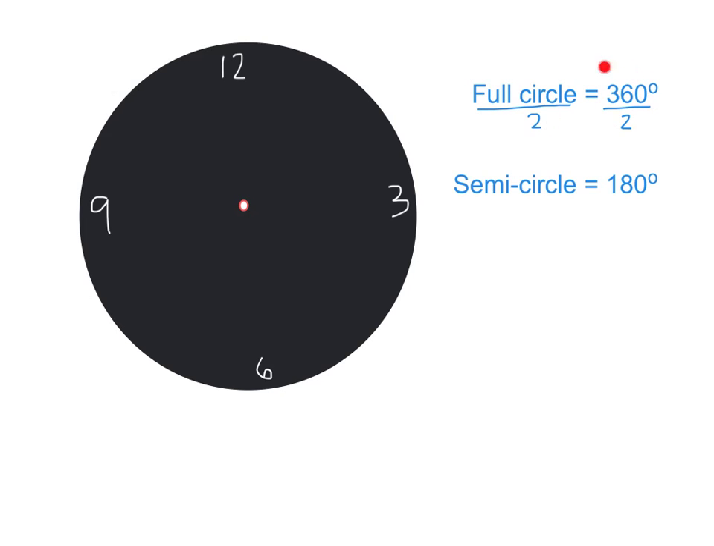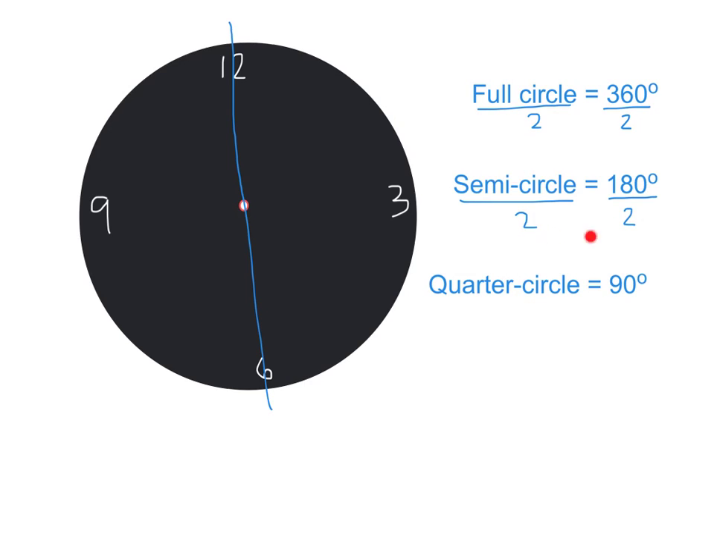So if I cut both sides of my equation in half, a full circle becomes a semicircle. A semicircle is now 180 degrees. So if I were to cut this in half, okay, and I were to travel from the 12 down to the 6, that's 180 degrees. Hello, straight angle.